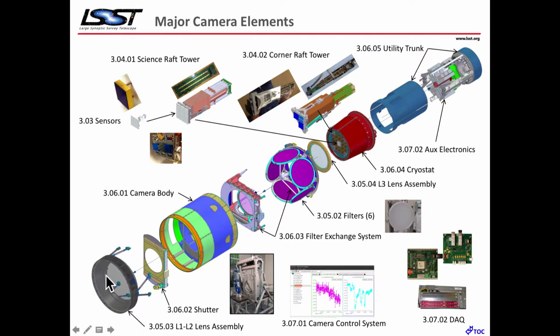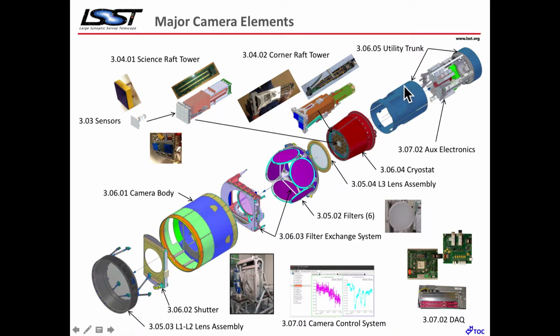There's this structure, L1, L2, which contains the first and second lenses, a shutter, the camera body, a complex filter exchange mechanism that allows us to insert one of the filters into the field of view, a cryostat, which is a vacuum vessel with an entrance lens that forms the third key element in the camera system, L3, and then a utility trunk with the electronics bays and the cooling system.